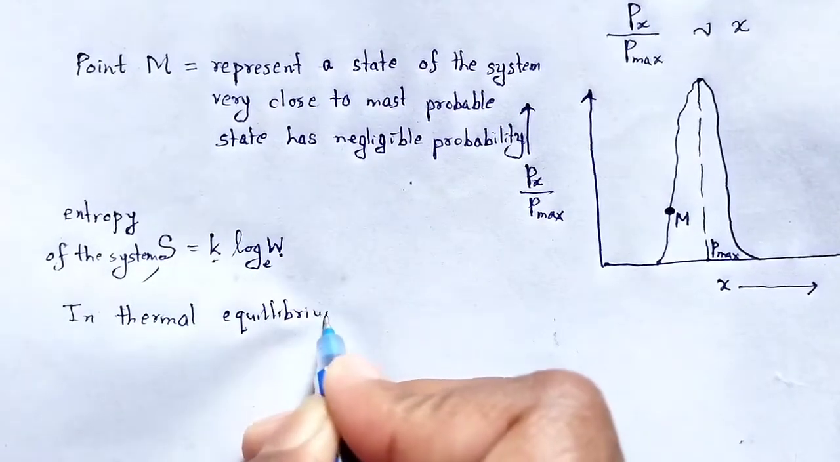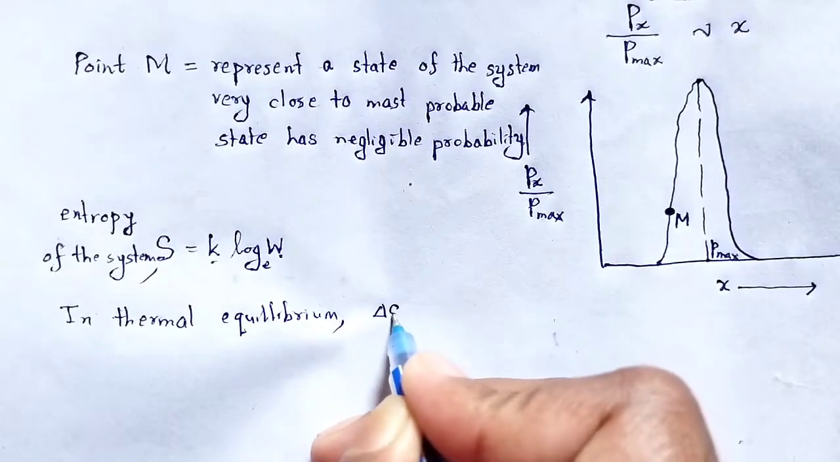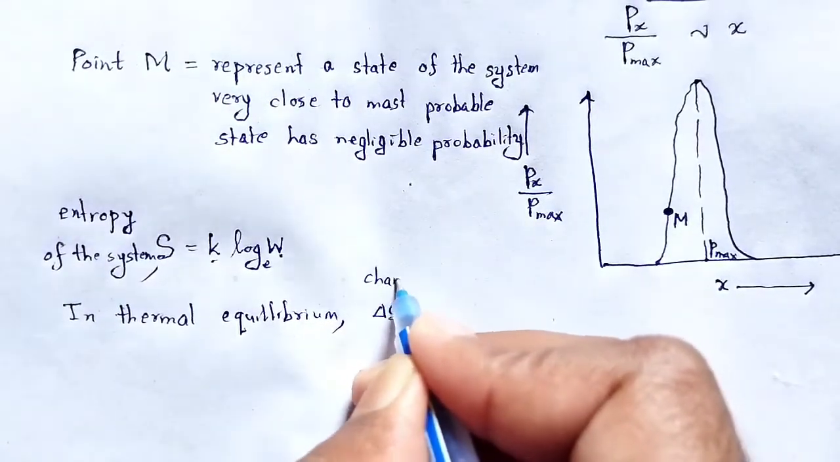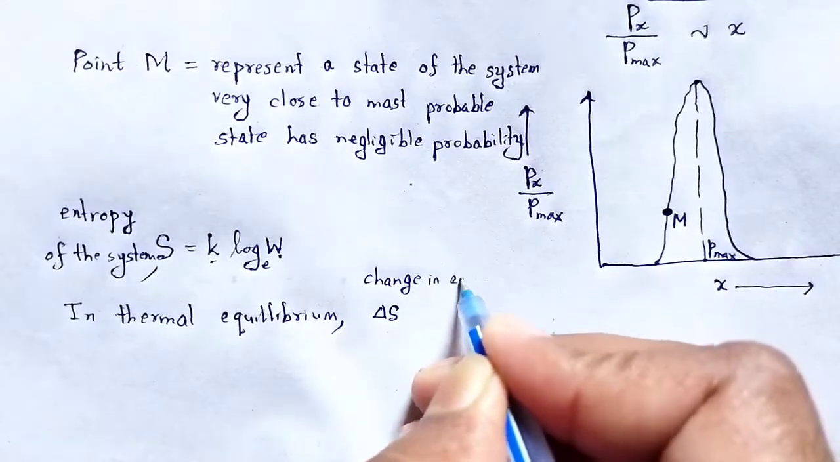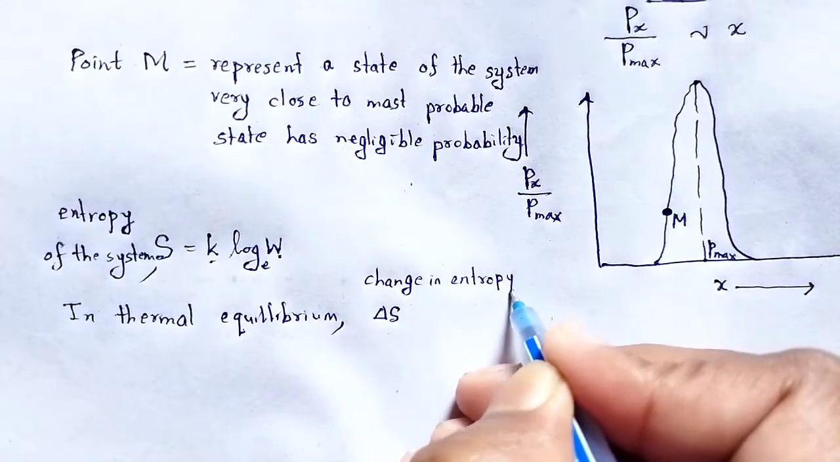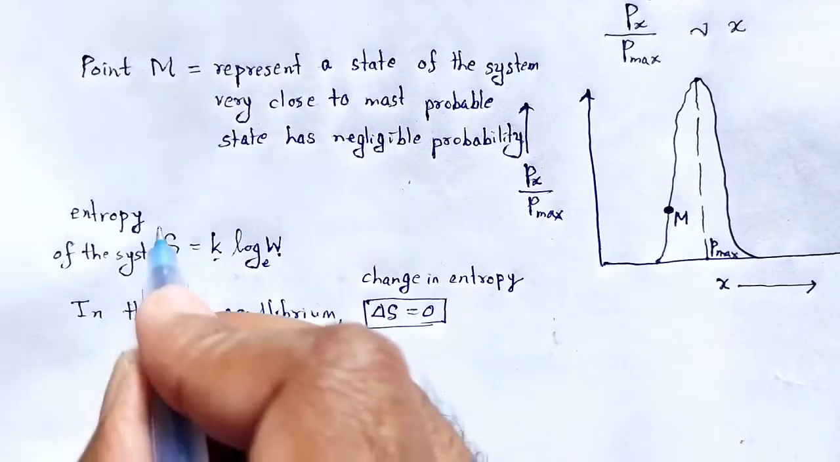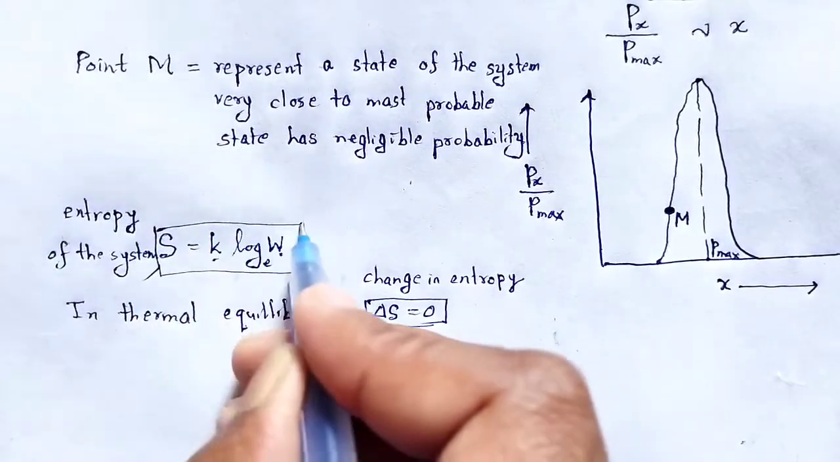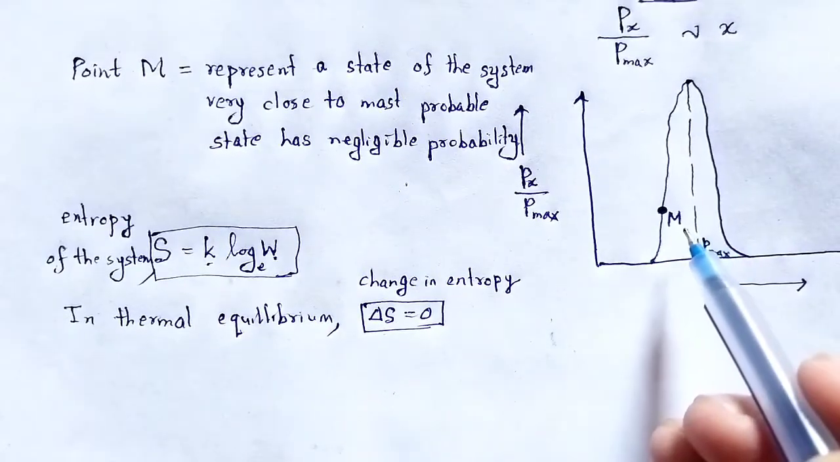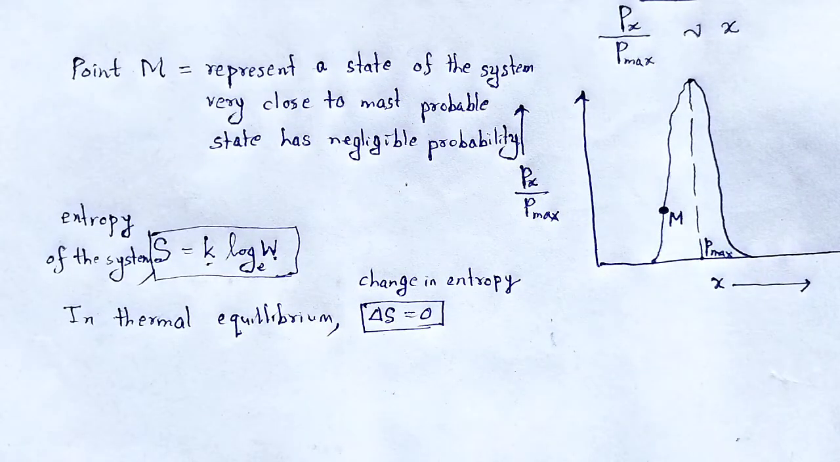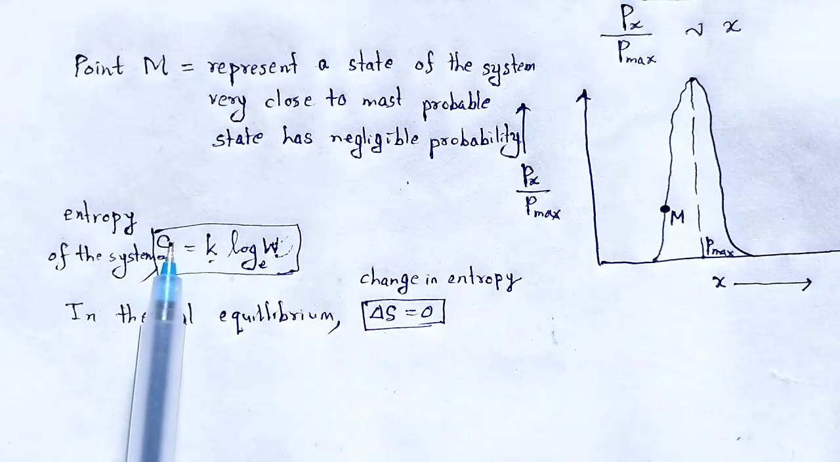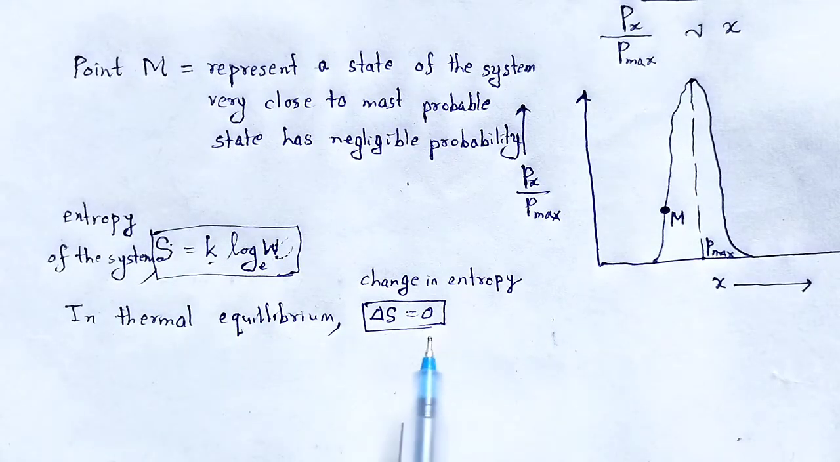In thermal equilibrium, the change in entropy, del S, will be 0. This is the entropy of the system. When the system is in an inequilibrium state, what happens? W will be maximum, accordingly S will be maximum, and the system achieves the thermal equilibrium state. Here the change in entropy will be 0.